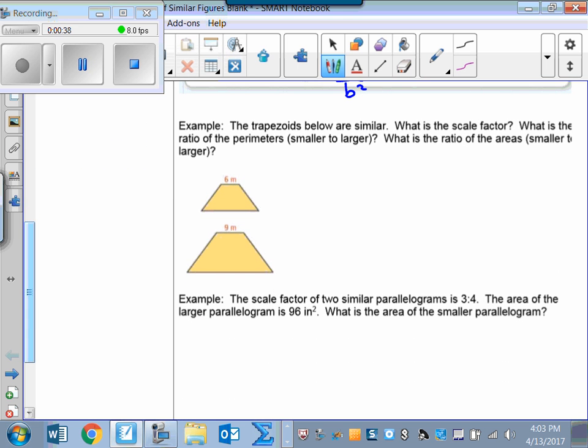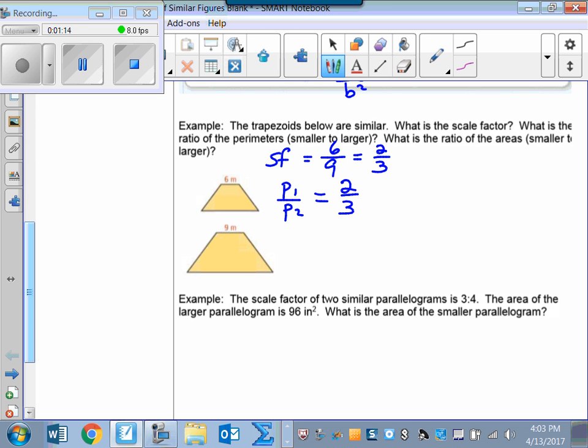We have similar trapezoids below here. What is the scale factor? Well, remember what we do? We just pick a set of corresponding sides and we find the ratio. So the scale factor, which I'm going to abbreviate SF, is 6 over 9. And remember, we don't have units there for our scale factor, and that'll simplify to 2/3. So there's the scale factor of the two trapezoids. What's the ratio of the perimeters? Well, the ratio of the perimeters, which I'm going to call P1 to P2, is the same as the scale factor, so 2 to 3.